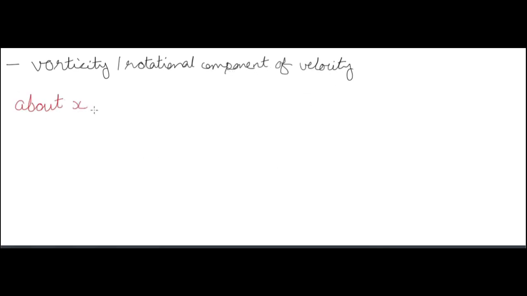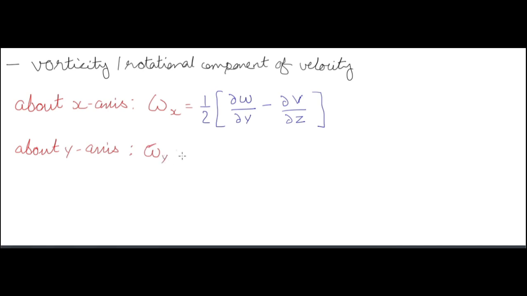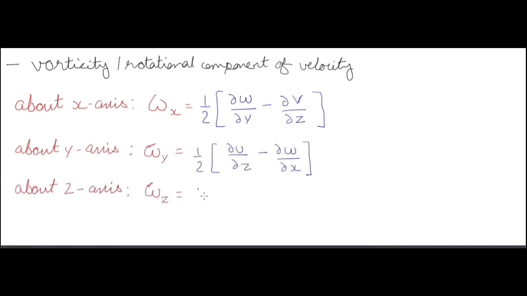Now vorticity, or rotational component of velocity, because we will be dealing with rotational and irrotational flow. In rotational flow we will have an angular velocity. So angular velocity terms will be omega x, omega y, and omega z. These are the rotational components of velocity, also called vorticity: vorticity along x, vorticity along y, vorticity along z.